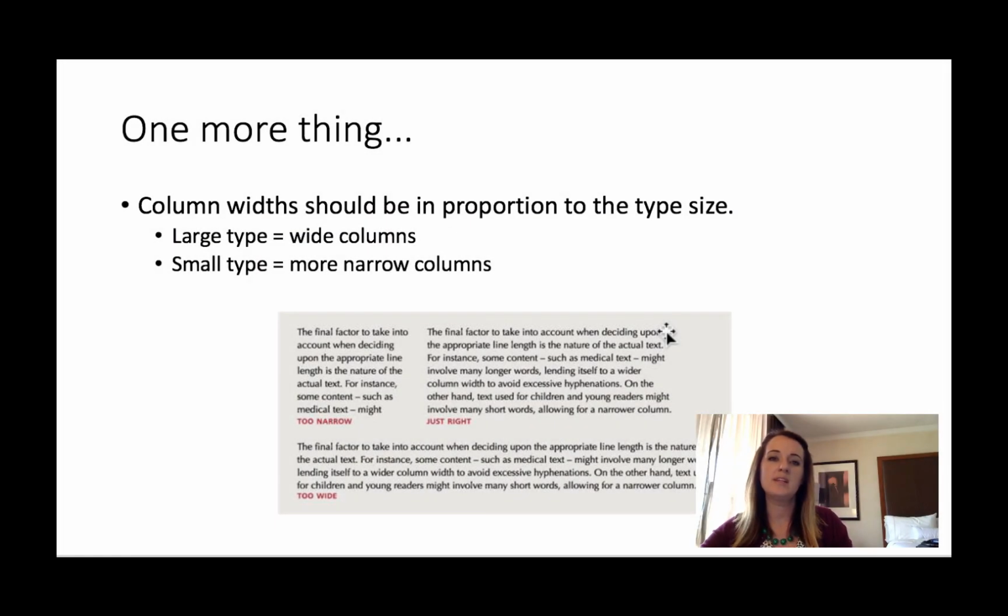Alright, so one more thing that we need to think about when we're playing around with font is how we use font sizes in relation to column width. So what you need to remember is the larger your column is, the wider it is, the larger your type needs to be. In contrast, the more narrow your column is, the smaller your type needs to be. And that's because if we have large type and narrow little columns, it's going to feel very congested and too full and too compact.